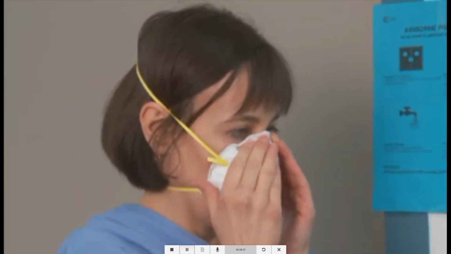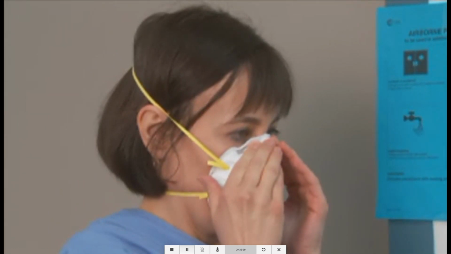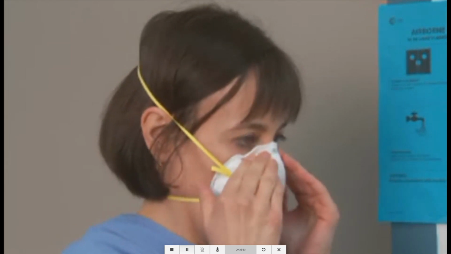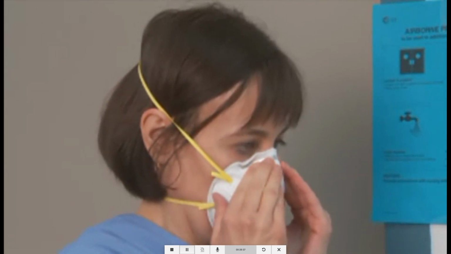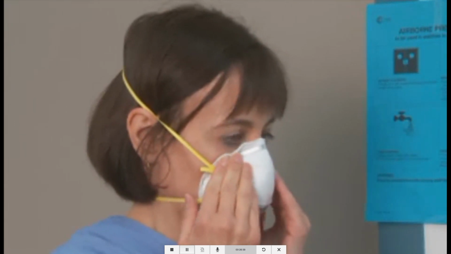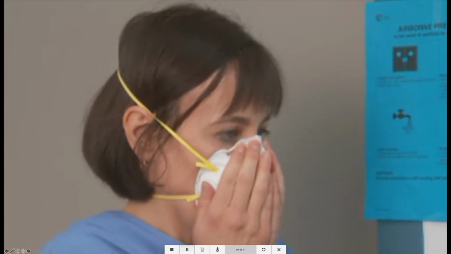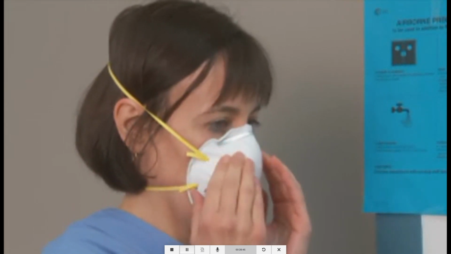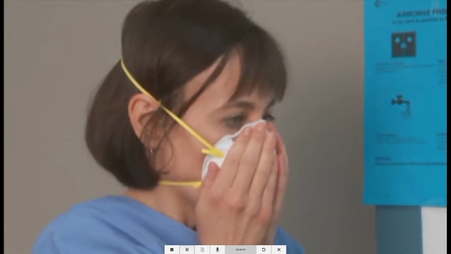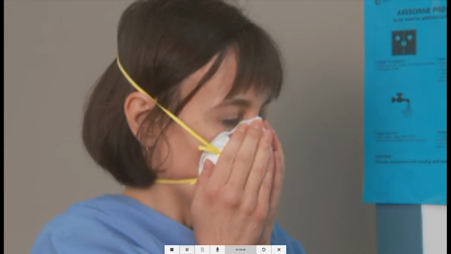Place your fingertips from both hands at the top of the metal nose piece. Using both hands, mold the nose piece area to the shape of your nose by pushing inward while moving your fingertips down both sides of the nose piece. Pinching the nose piece with one hand may result in improper fit and lessen effective respiratory performance. Perform a seal check prior to each wearing.